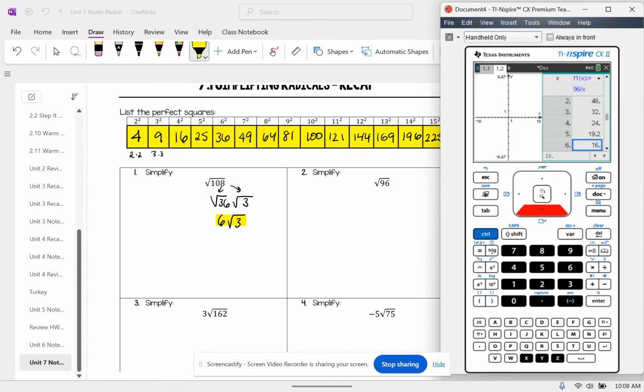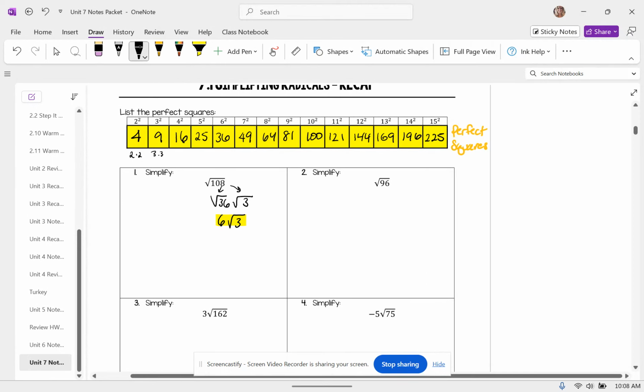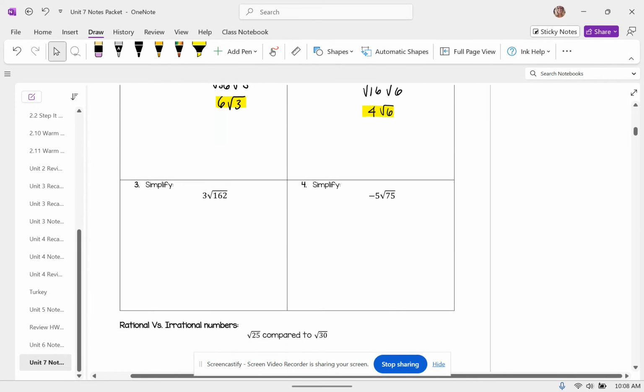So 6 times 16 gives me 96. I'm going to put the perfect square first and the irrational or non-perfect square second. The square root of 16, I could either type it into my calculator, or I could just use the chart, it's 4. Okay, we're going to keep going.